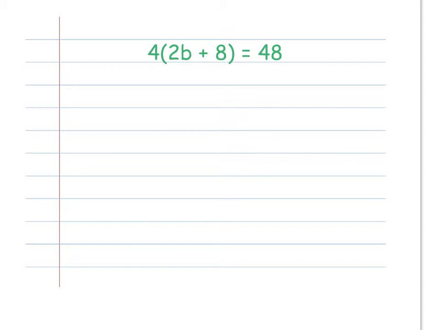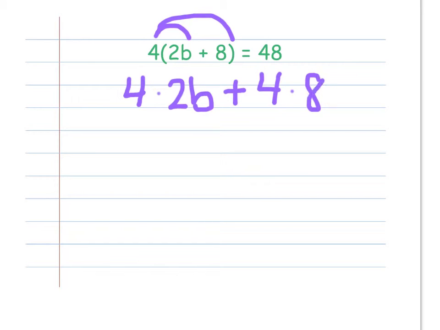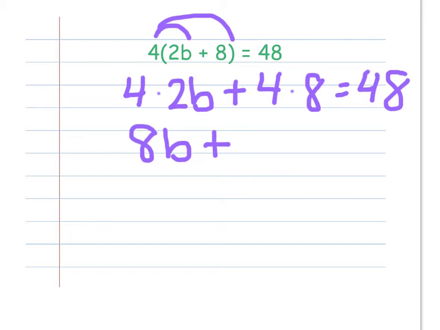So here's another example. Same thing. I have the 4 on the outside the parentheses, so I am going to use the distributive property to start out. So I'm going to take the 4 times the 2b, drop down that addition symbol, and then the 4 times the 8, and that's going to equal 48. So 4 times 2b was going to give me 8b, and then 4 times 8 is 32.